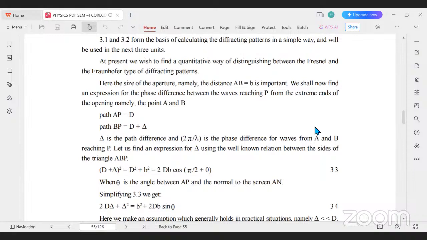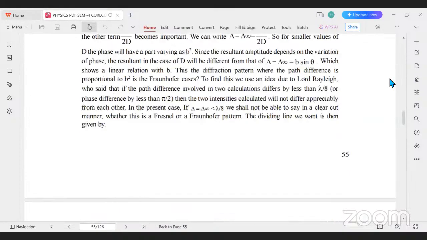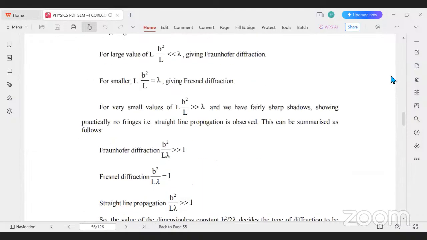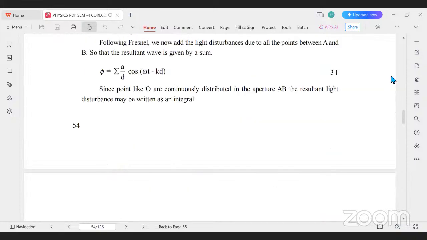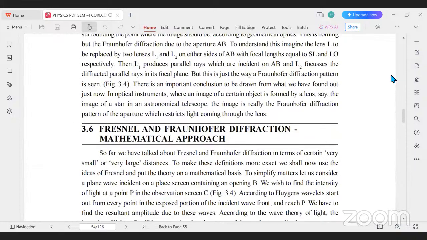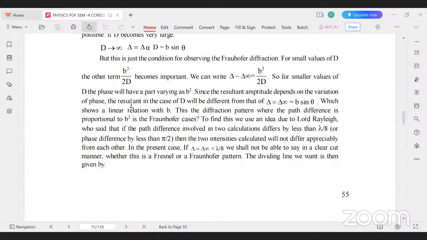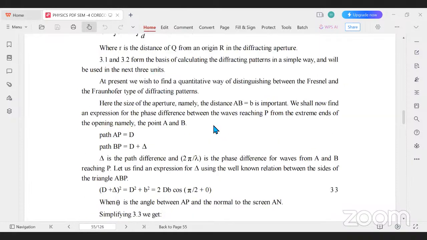Here theta is the angle between AP and the normal to the slit AM. Simplifying 3.3, we get the following. Please go through that 3.3. Then we are going to get the path difference.